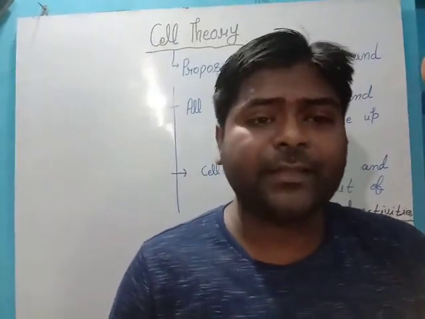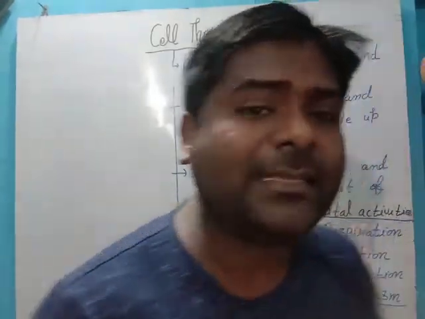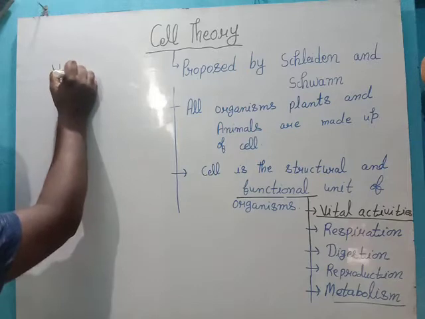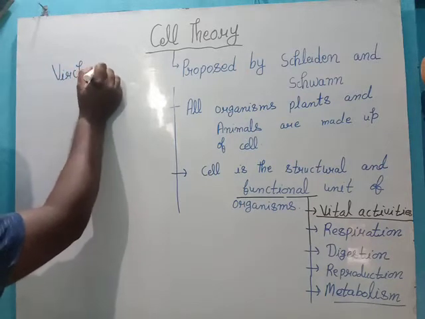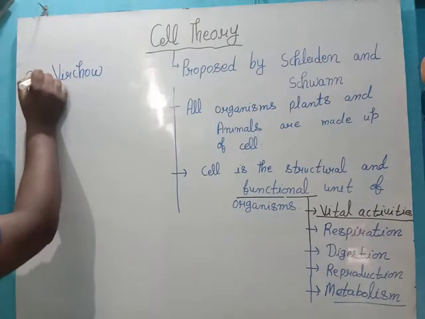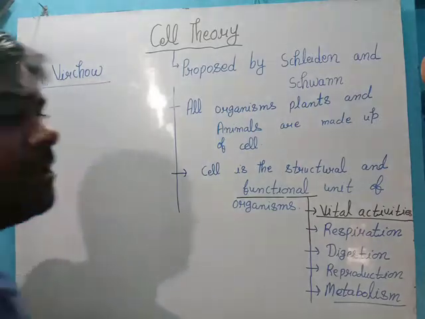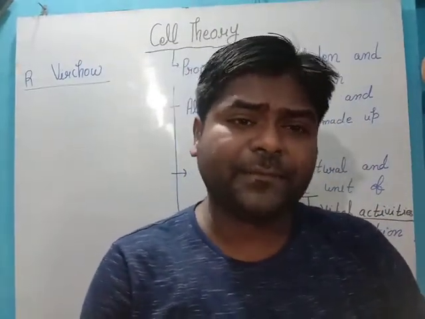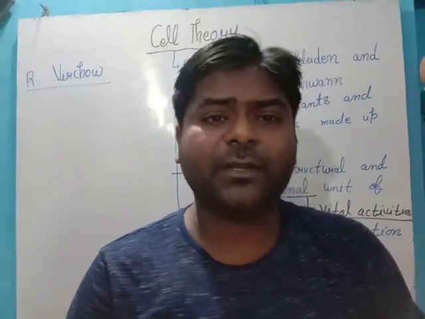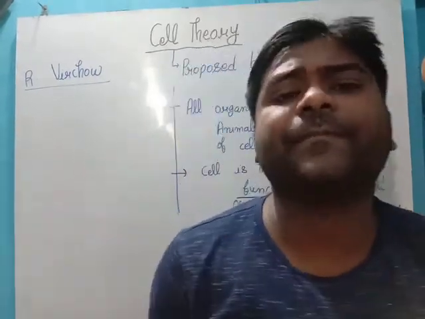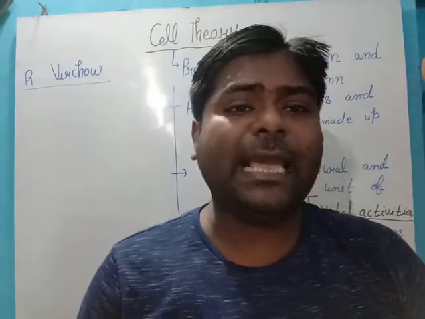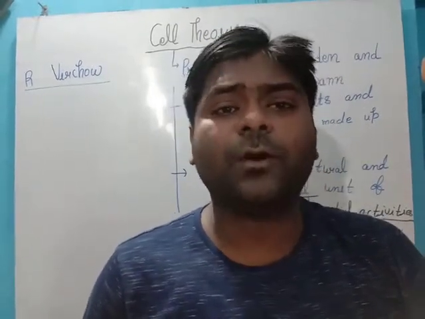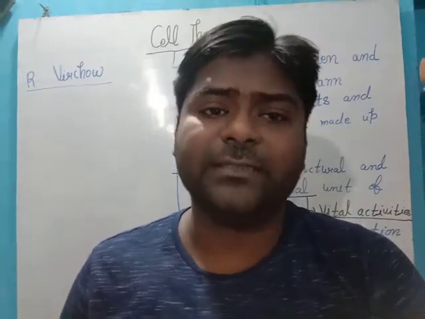After that, there was one scientist and his name was Virchow. We call him Rudolf Virchow. His full name is Rudolf Virchow. He found one understanding, and then after he added one point in cell theory. Let me tell you what was the reason for this addition.